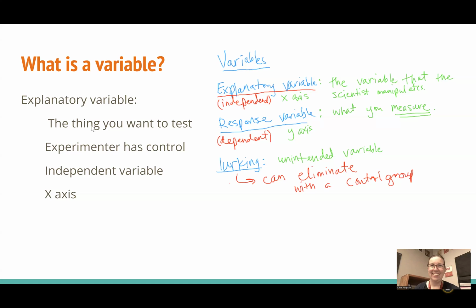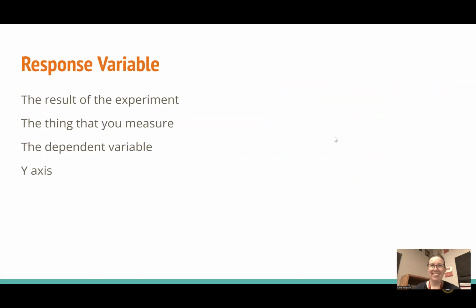Okay, so I have this written here. I also have all the types of variables written in my chicken scratch, poorly written handwriting, if you want to copy it from here. So the next kind of variable that we could test is the response variable. This is the variable that you are taking measurements for. This is kind of like the result of the experiment. It's what is in response to what you tested. So the results of the experiment, the thing that you measure, it's also known as the dependent variable because it depends on what you put into the system, okay? And that's what we plot on the y-axis.